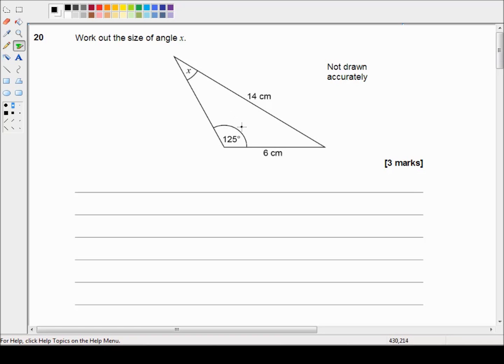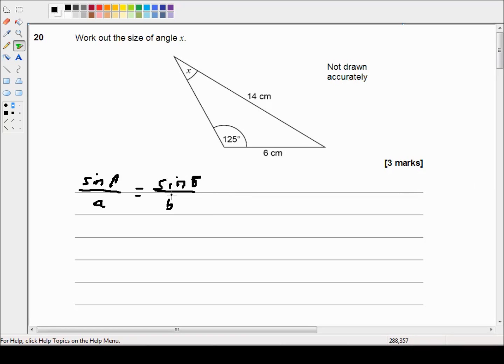What we can use though is the sine rule, because you've got opposite length and angle and opposite length and angle. So this should hopefully scream sine rule, and you'll remember that sine A over length A is equal to sine B over length B, which is also equal to sine C over length C, but we're not worrying about that.